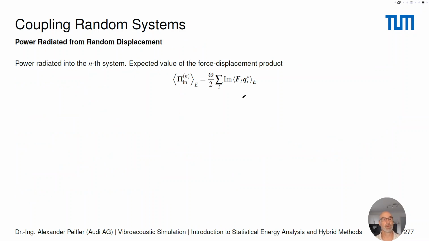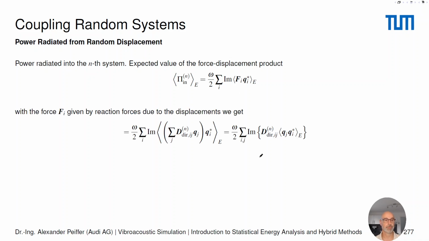The radiated power is the imaginary part of the product of the forces times the complex displacement. And we have to sum over all nodes. This is why we're just summing up all those single forces. And we have to average over this in an ensemble. We can derive the reaction forces by the direct field radiation stiffness.